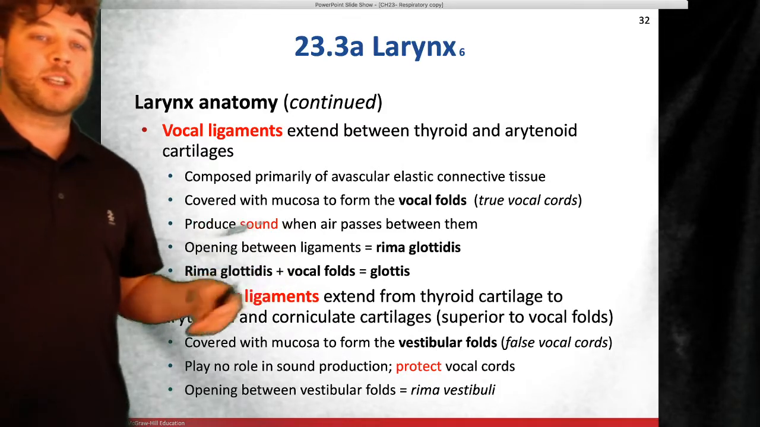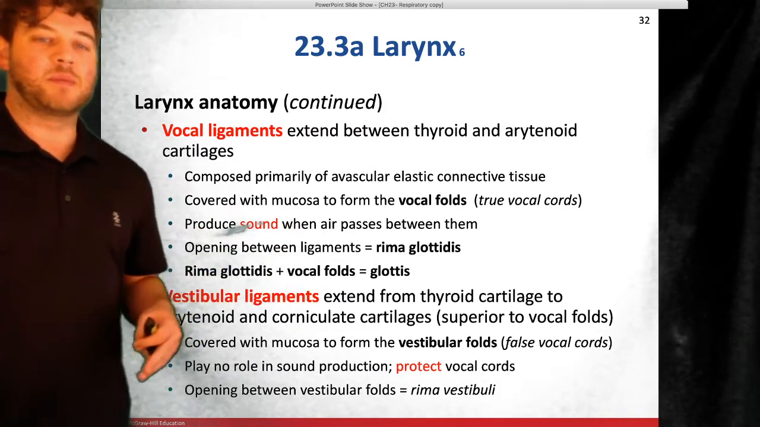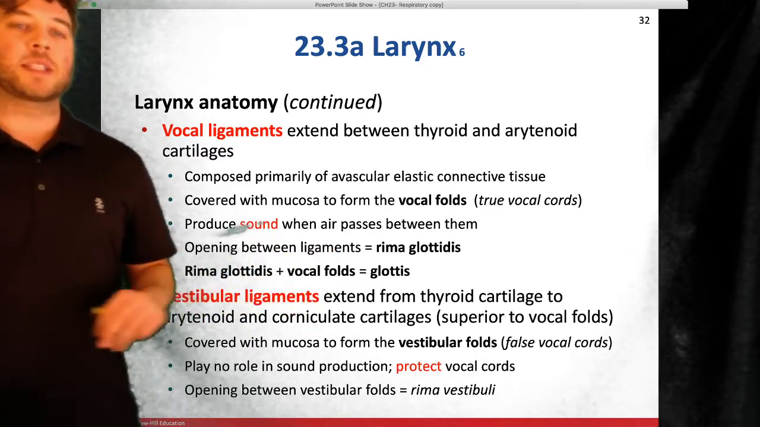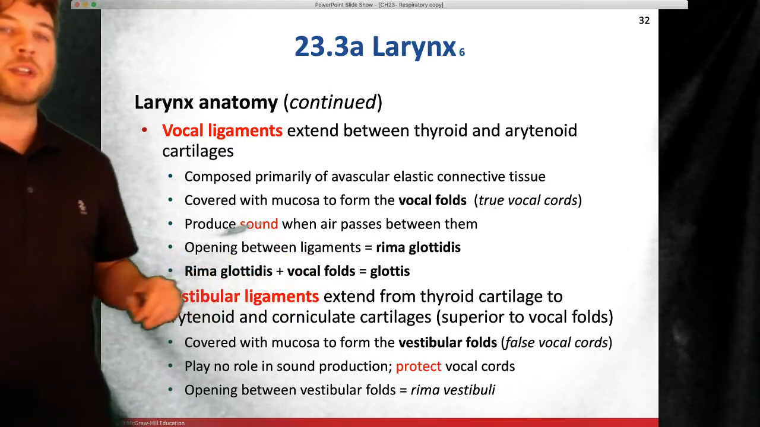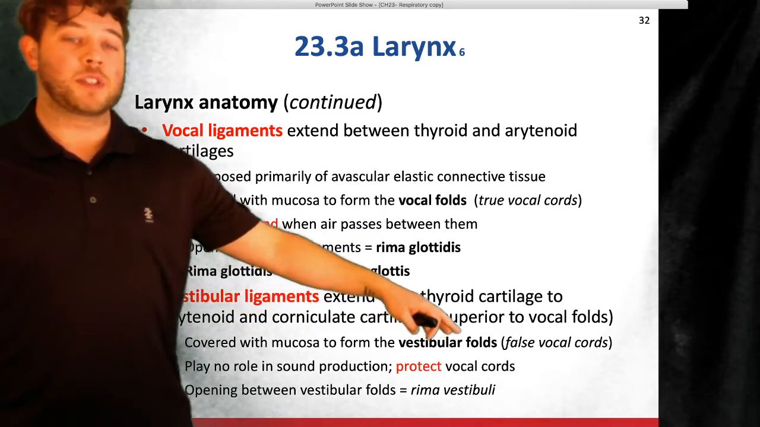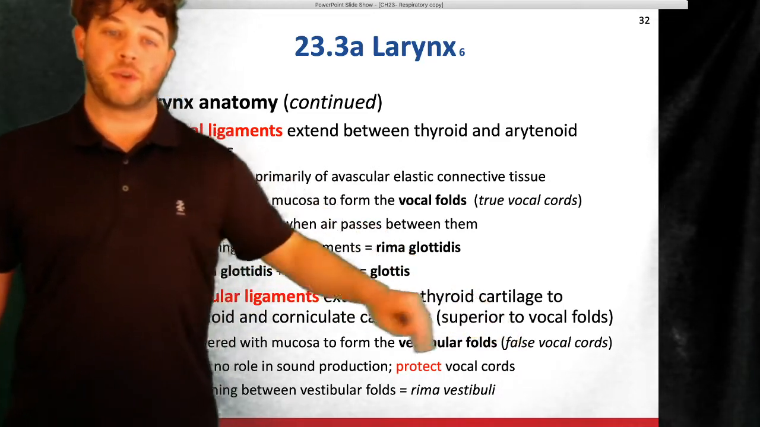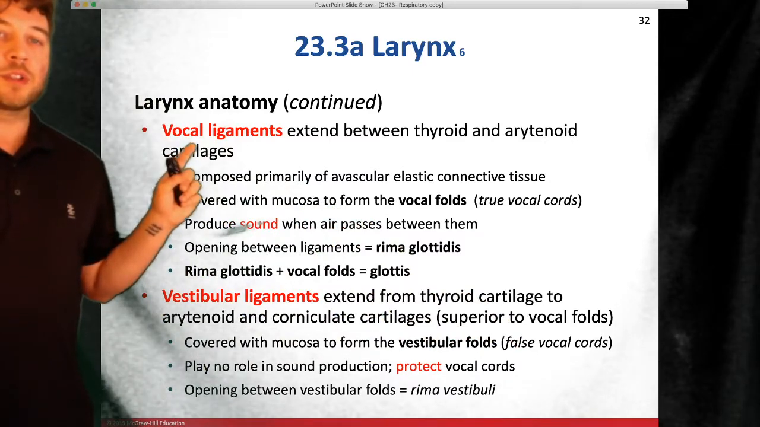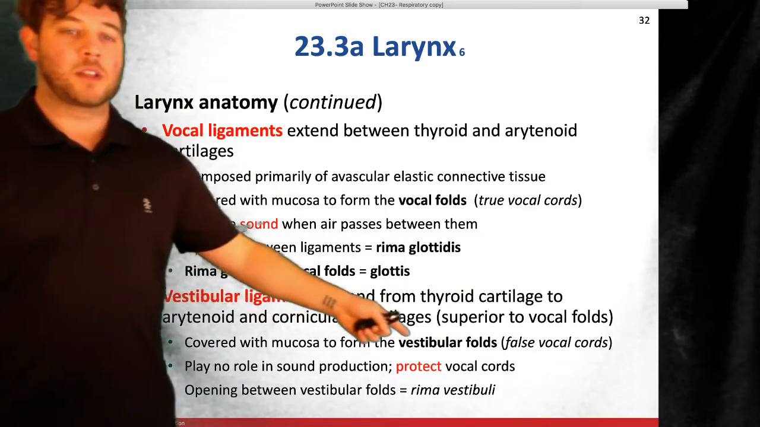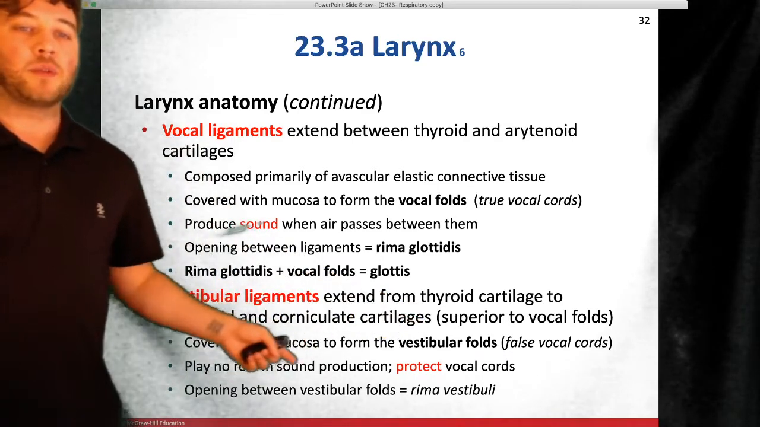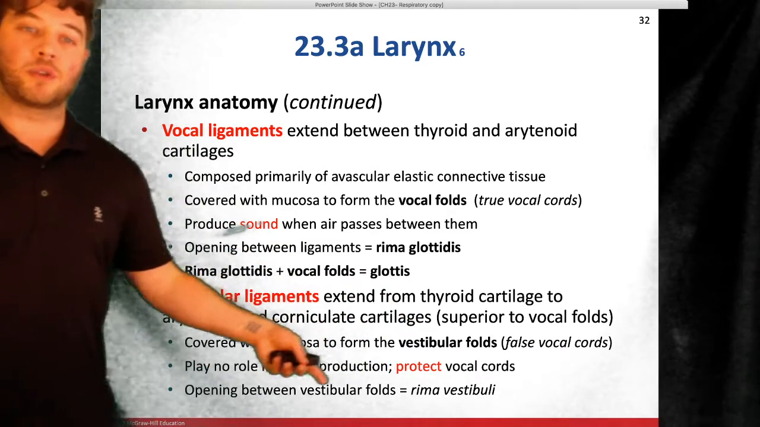The opening between the ligaments, it's okay, you don't have to worry about that stuff. The vestibular ligaments extend from the thyroid cartilage to the arytenoid and corniculate. They're covered with mucosa that form the vestibular folds. These are actually your false vocal cords. So the vocal ligaments are the vocal cords, and the vestibular ligaments are your vestibular folds, false vocal cords. They play no role in sound production, but they work to protect the vocal cords.